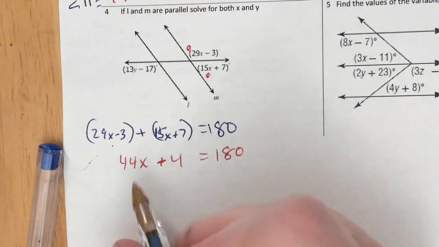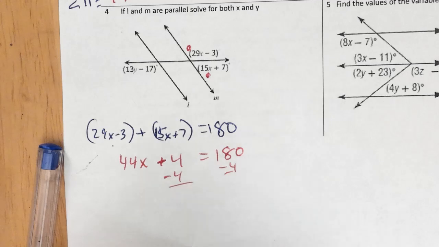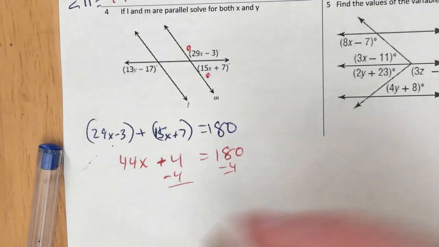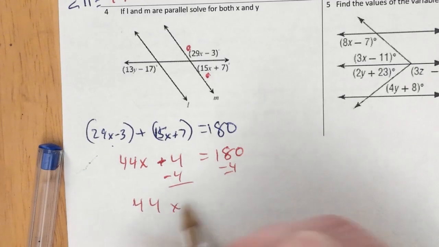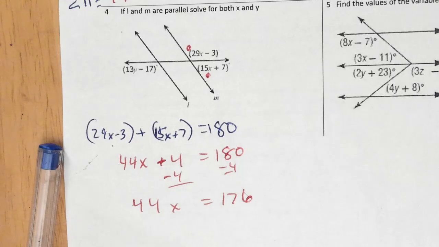Okay, and now we're going to solve. We're going to subtract 4 from both sides. So 180 minus 4, we get 44x equals 176.